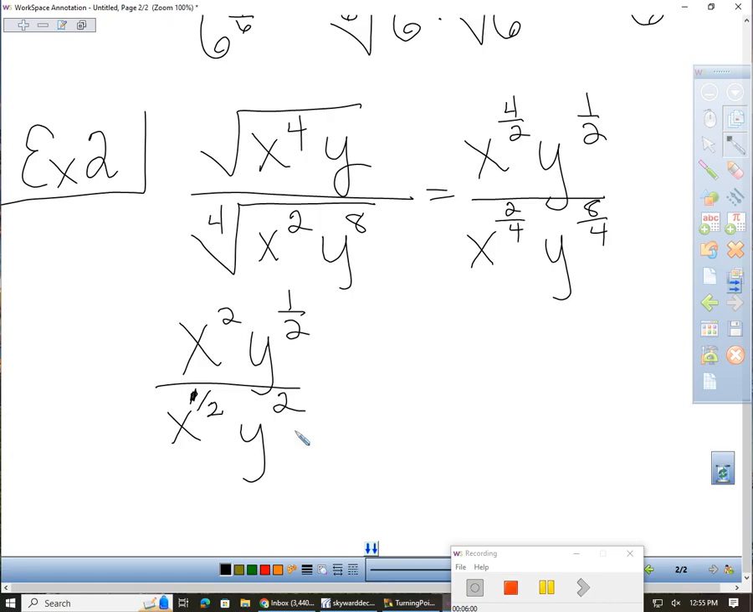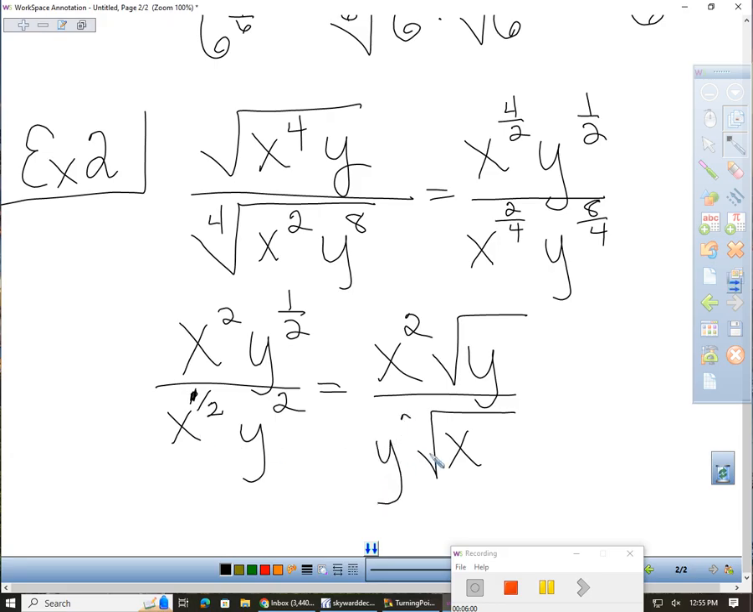All right. So now, got to change them back into radical form. X to the 2nd is not a fractional exponent. So he is good. He stays just like that. Y to the 1/2 means I have y to the 1st power inside a square root. On the bottom, I have x to the 1/2. So that's x inside a square root. And then we have y squared. Does he have a fractional exponent? So he gets to go in front. Any questions so far?